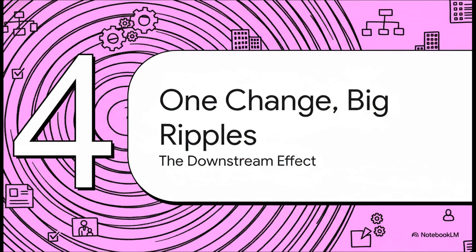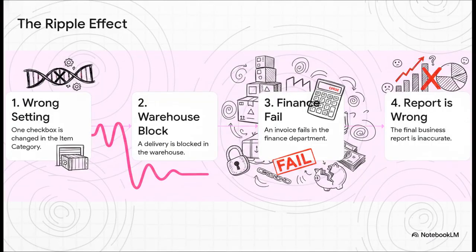And that brings us to maybe the biggest takeaway from all of this. These settings, they don't exist in a bubble. Changing one tiny checkbox, just one little setting in the item category, can send huge ripples across the entire organization. I mean, just look at this chain reaction. It all starts with one wrong setting. That one change blocks a delivery in the warehouse. Because that delivery is blocked, the finance department can't generate an invoice. And because the invoice never gets created, the company's final revenue reports are completely off. One tiny checkbox created a tidal wave of failures, and it all traces back to that one piece of DNA.